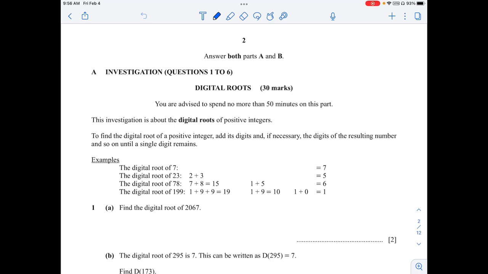So welcome, this is CI May June 2020, 060607 paper 6 version 63. We shall try to solve the question now.